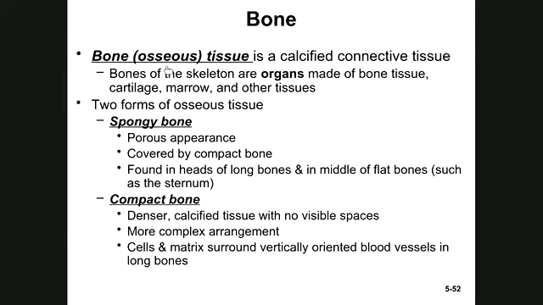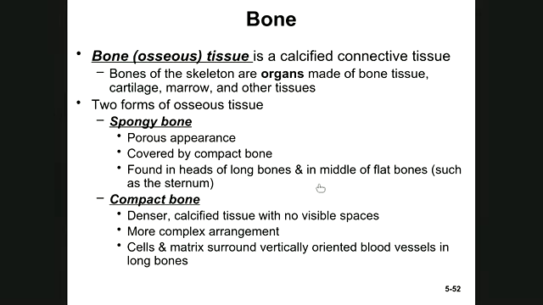And we have two types of bone in our body. One type of bone is called spongy bone. The spongy bone is located inside the bone, and it contains a lattice-work structure of bone connective tissue that is very strong but lightweight. It has a porous appearance. It is covered by the compact bone, and we can see it in the head of the long bone and in the middle of flat bone.